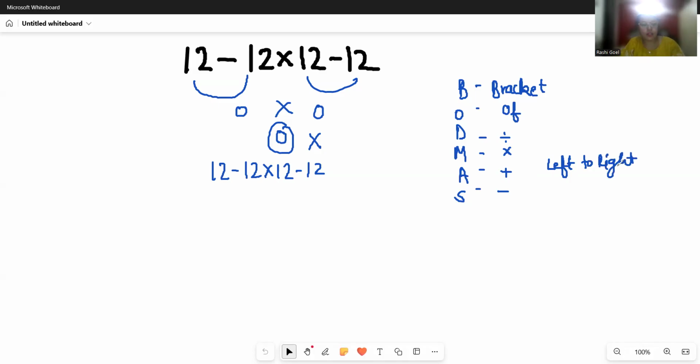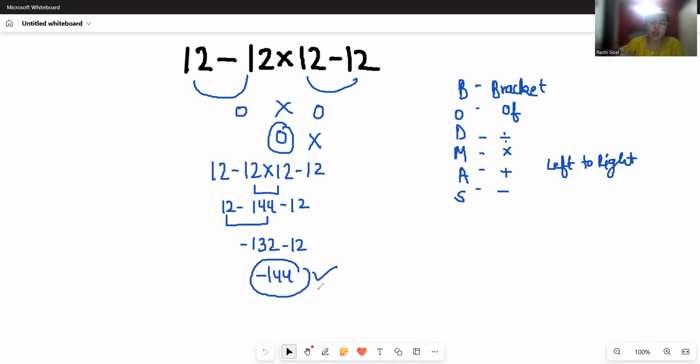Now we have two signs, that is subtraction and multiplication. So we have to give priority to multiplication first. So it becomes 12 times 12, which is 144. Now 12 minus 144 is 132 with a negative sign, and then minus 12, minus minus is plus, 144.